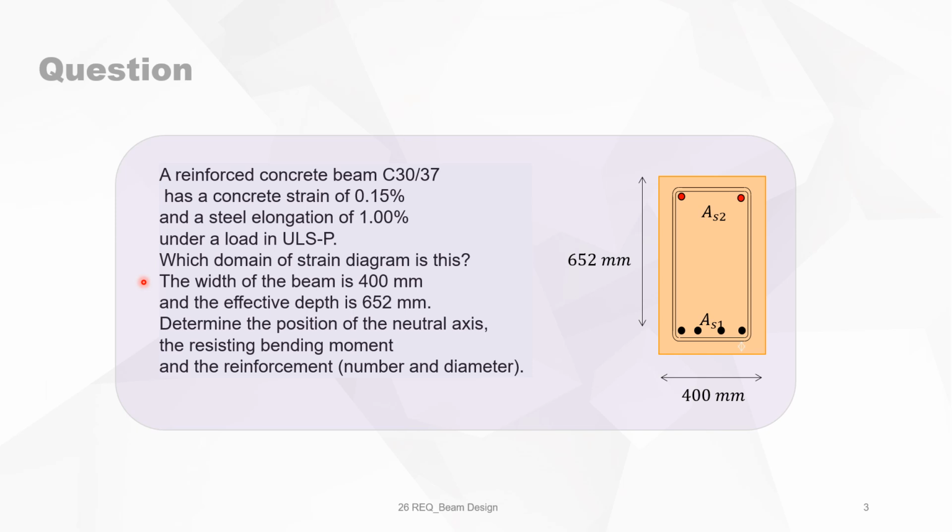The width of the beam is 400 millimeters and the effective depth is 652. Determine the position of the neutral axis, the resisting bending moment, and the reinforcement number and diameter.